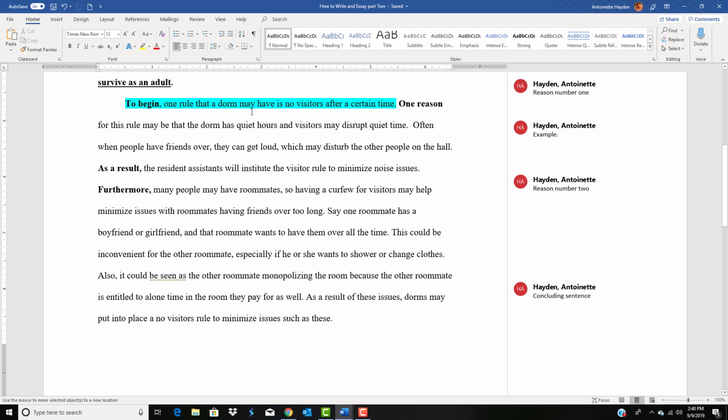To begin, one rule dorms may have is no visitors after a certain time. One reason for this rule may be that the dorm has quiet hours and visitors may disrupt quiet time. Often, these people have friends over, they can get loud, which may disturb other people in the hall. As a result, the resident assistants will institute the visitor rule to minimize noise issues. Furthermore, moving on to the second reason for why this rule is put into place.